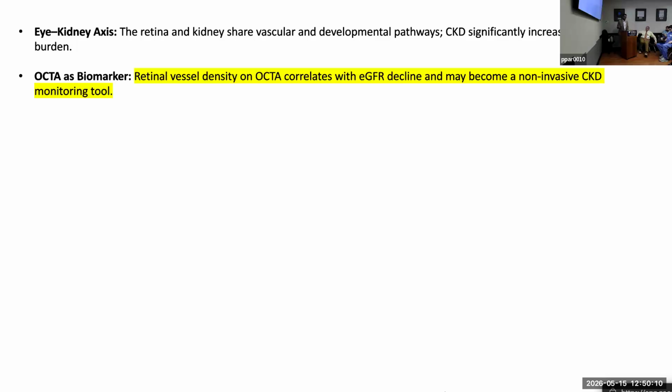There is something new going on where they don't have to inject dye for patients where we were doing FFA before. This is a new thing, OCT angiogram, where they use the rushing RBCs as the marker of flow, and we can see everything on OCT angio without any exposure to IV contrast. Retinal vessel density on OCT angio correlates with eGFR decline and may become a non-invasive CKD monitoring tool.